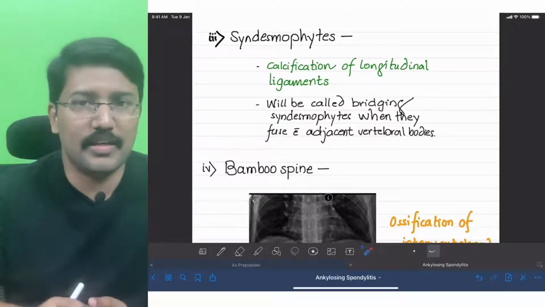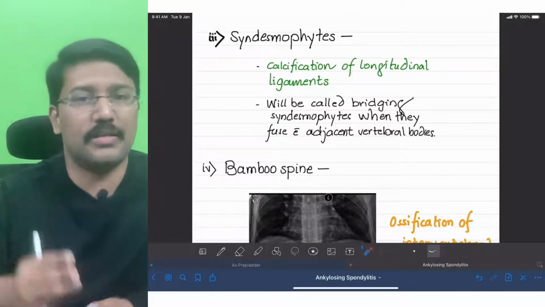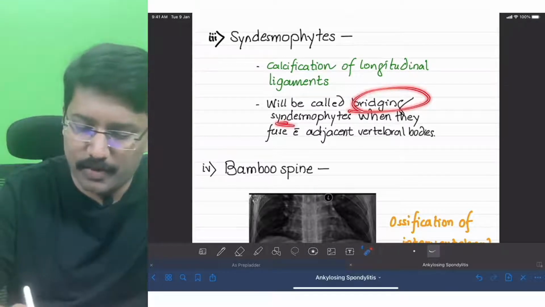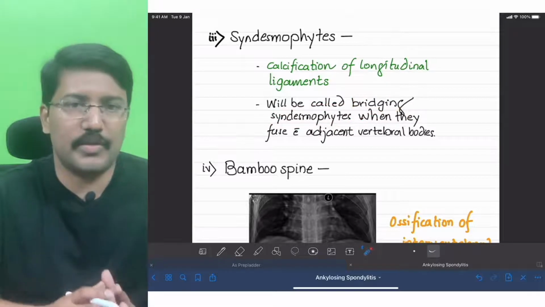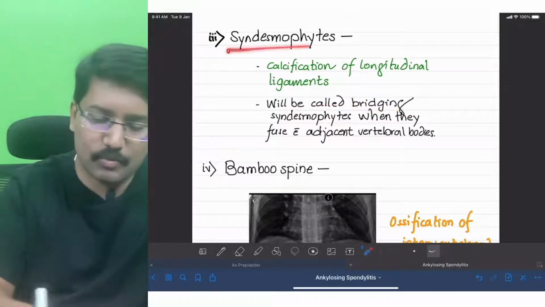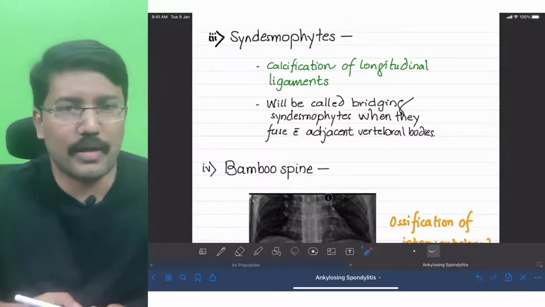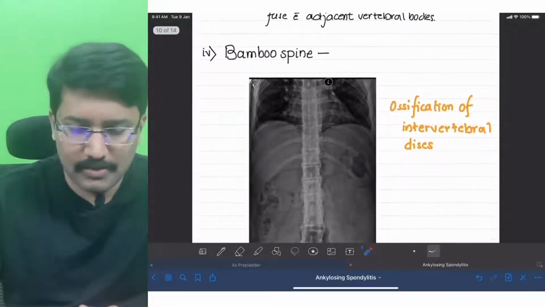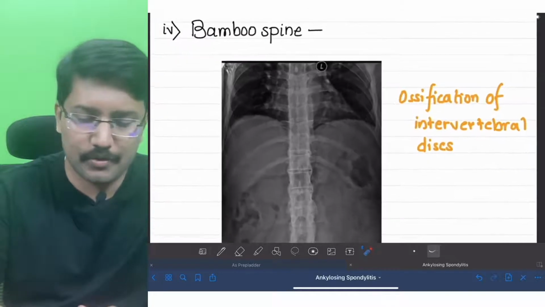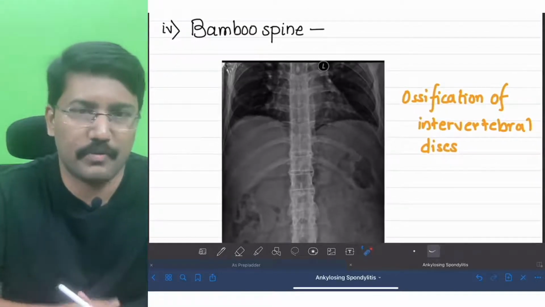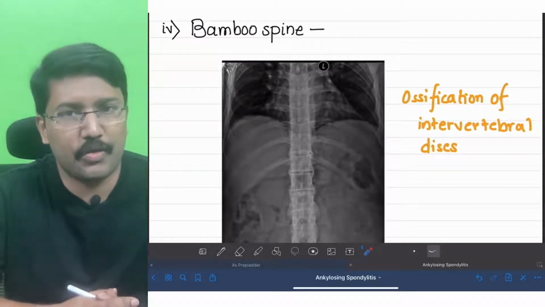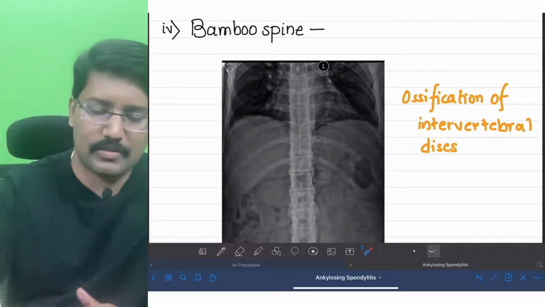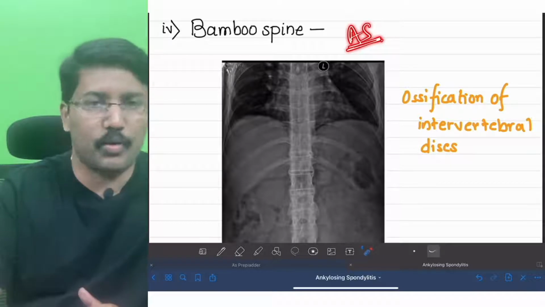Now when these syndesmophytes fuse with adjacent vertebral bodies, we call them bridging syndesmophytes. So finding syndesmophytes is almost characteristic of ankylosing spondylitis. Then the last radiological finding, something which I'm sure you are all very familiar with, a frequently asked MCQ point: bamboo spine is seen in which of the following conditions? Bamboo spine is seen in ankylosing spondylitis.